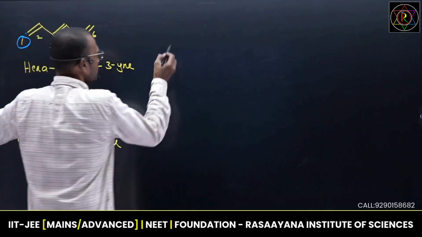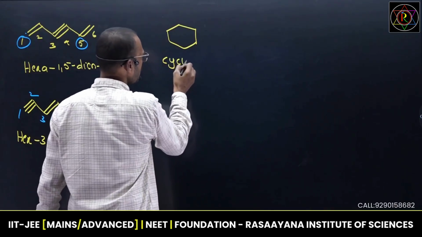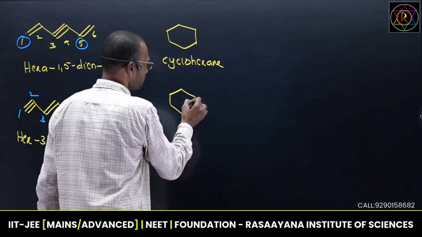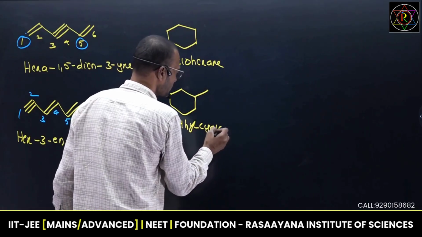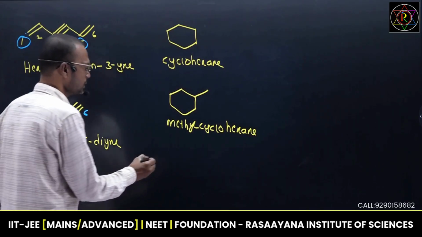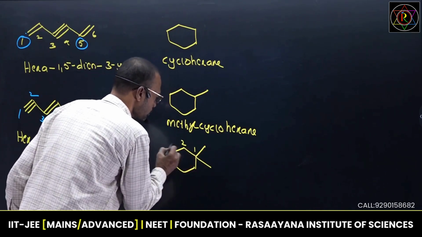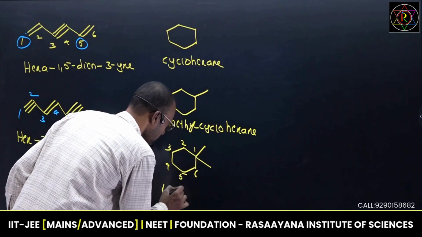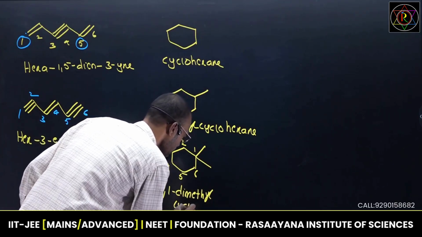Okay. Now suppose I take a cyclic ring. This is called cyclohexane. Suppose a substitution is present, methyl: I can say methylcyclohexane. Now no numbering is required here if only one substitution is present. Suppose two substitutions are present, definitely numbering is required. See this, this is 1, 2, 3, 4, 5, 6. I can say 1,1-dimethyl, 1,1-dimethylcyclohexane.